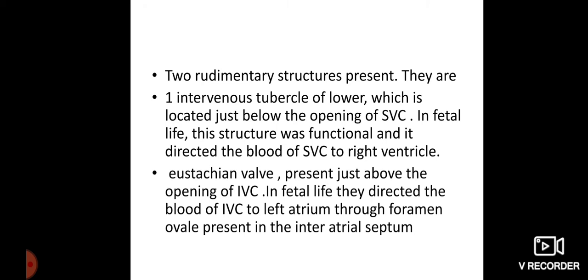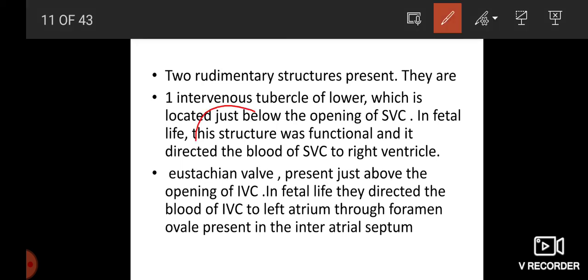Such rudimentary structures are still present in the adult heart. They are the intravenous tubercle of Lower and the eustachian valve. So in fetal life, the function of the intravenous tubercle of Lower was to direct the blood.